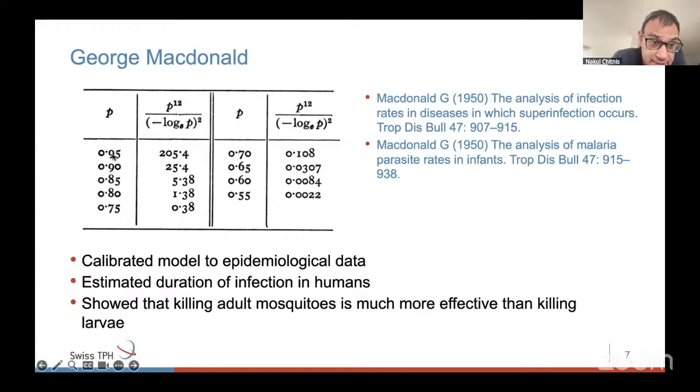And what you can see is that as the mortality rate reduces, the number of expected infectious bites decreases very, very quickly. And through this relatively simple mathematics, MacDonald showed that it's much more effective to kill adult mosquitoes than it is to kill larvae and only decrease the number of mosquitoes. So this really pushed malaria control in the second half of the 20th century from larval control to adult mosquito control. And this coincided also very nicely with DDT having been synthesized and people then having a very good tool for controlling malaria.